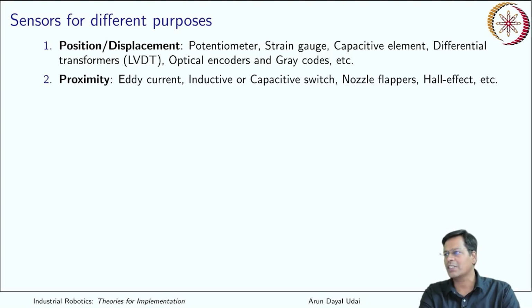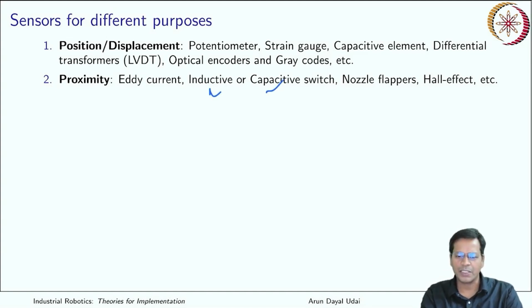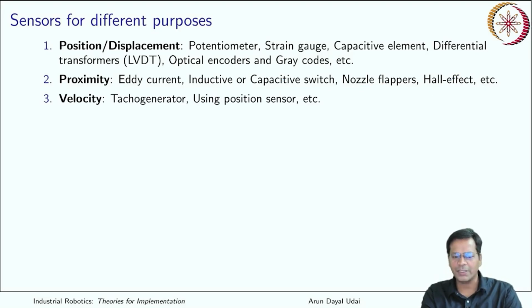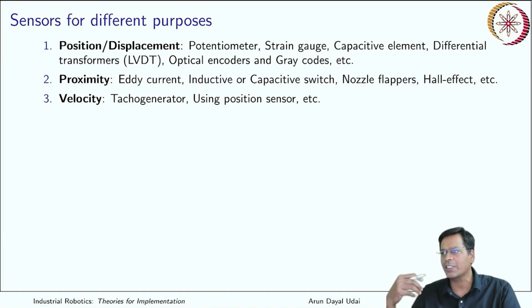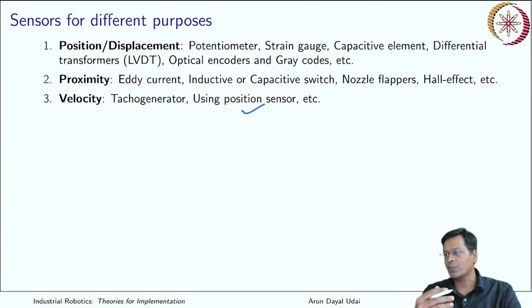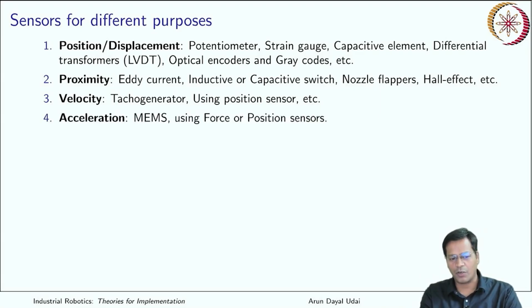Then proximity sensors: eddy current, inductive, capacitive. At least these two we will be covering in this module. Nozzle flapper, that is a pneumatic type of sensor. Hall effect sensor, we will be covering this also. Then velocity sensors: the tacho generator, and the velocity sensor in the speedometer of your vehicle, which can detect the velocity. Using a position sensor you can also take the derivative of that to obtain velocity, which we'll see.